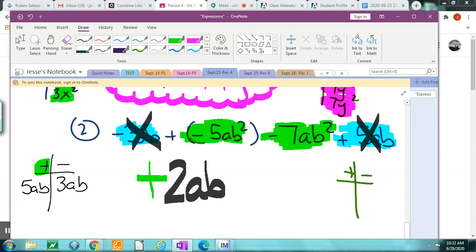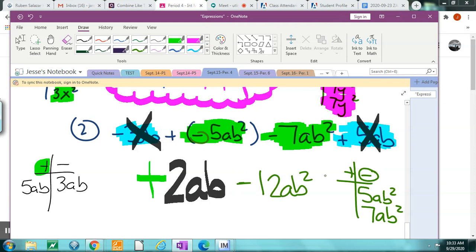This is negative 5, remember, so I'm going to put negative 5AB squared. Negative 7AB squared. See how they're the same? So what's my answer? Anybody? Negative what? Negative 12 what? AB squared times A times B squared. See that? And that's it. That's all you're doing. Can I add these two together?